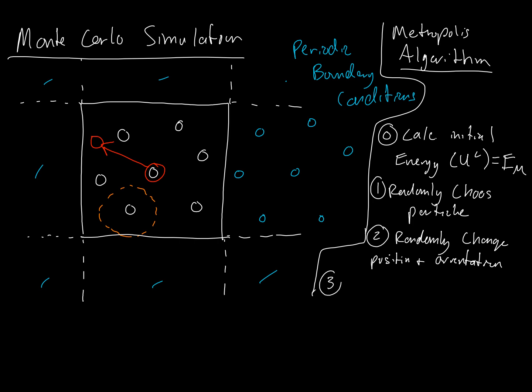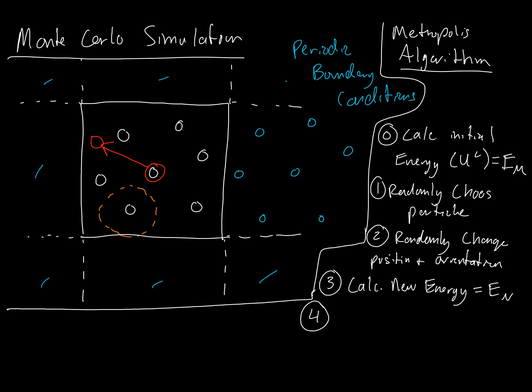Step 3 is you determine the new energy. In this case, we will call this E of n. And the fourth and most important step here is we calculate a probability.